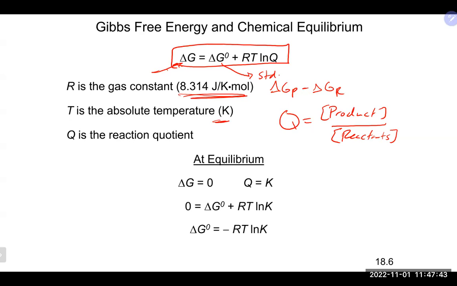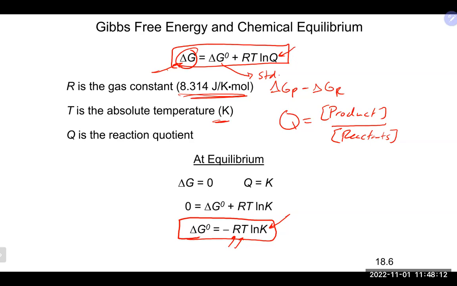So when we do reach equilibrium, a couple of things in the top equation change. Our delta G becomes 0, and our Q will now become K, and it reduces down to this equation here: delta G naught is equal to RT natural log of K. Obviously that's our equilibrium constant, and the R and the T are still the same as above, the gas constant and the temperature in Kelvin.